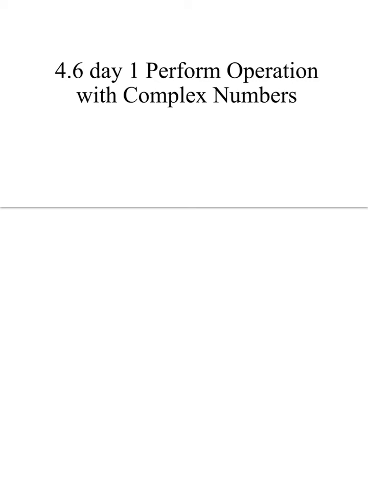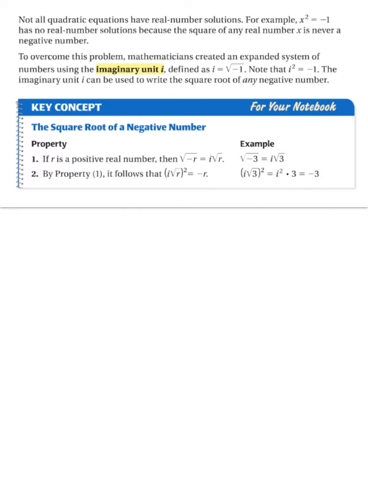So this is the first day of 4.6 and we're going to be working with complex numbers. And before we can get to complex numbers, we need to talk about imaginary numbers. So the way imaginary numbers came about is by taking the square root of a negative number. Before we couldn't do that, but now with imaginary numbers we can. So the square root of -1 is denoted by i.